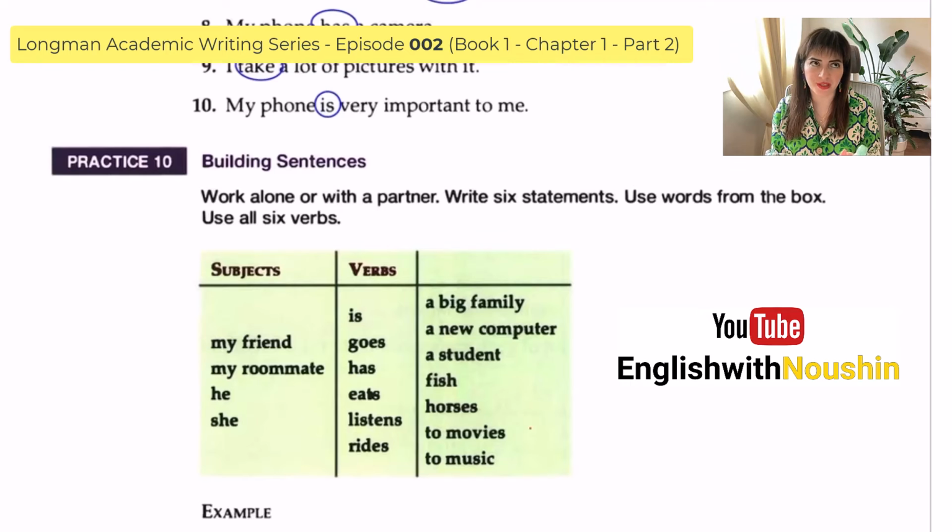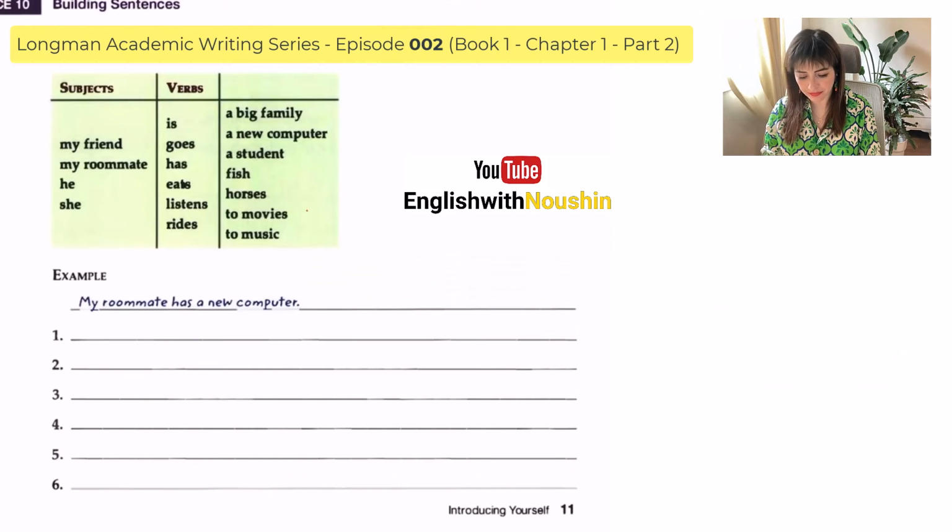Just one thing about fish. Remember that fish is the same for one fish and many fish. So we say 1 fish, 10 fish. We don't have 10 fishes, technically. It's an exception. And horses, movies. Going to movies is another way of saying going to the cinema. And music. Okay, let's write some sentences.